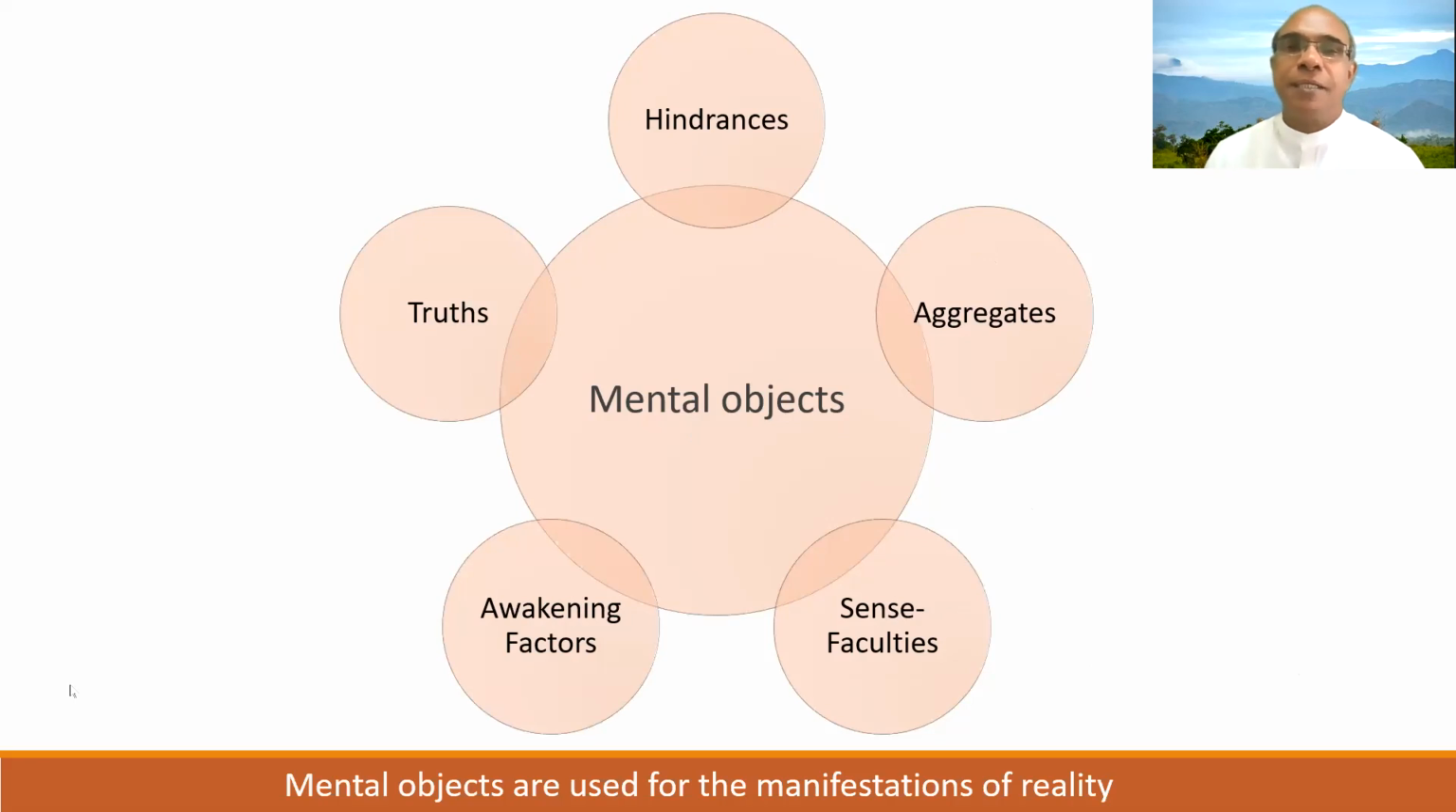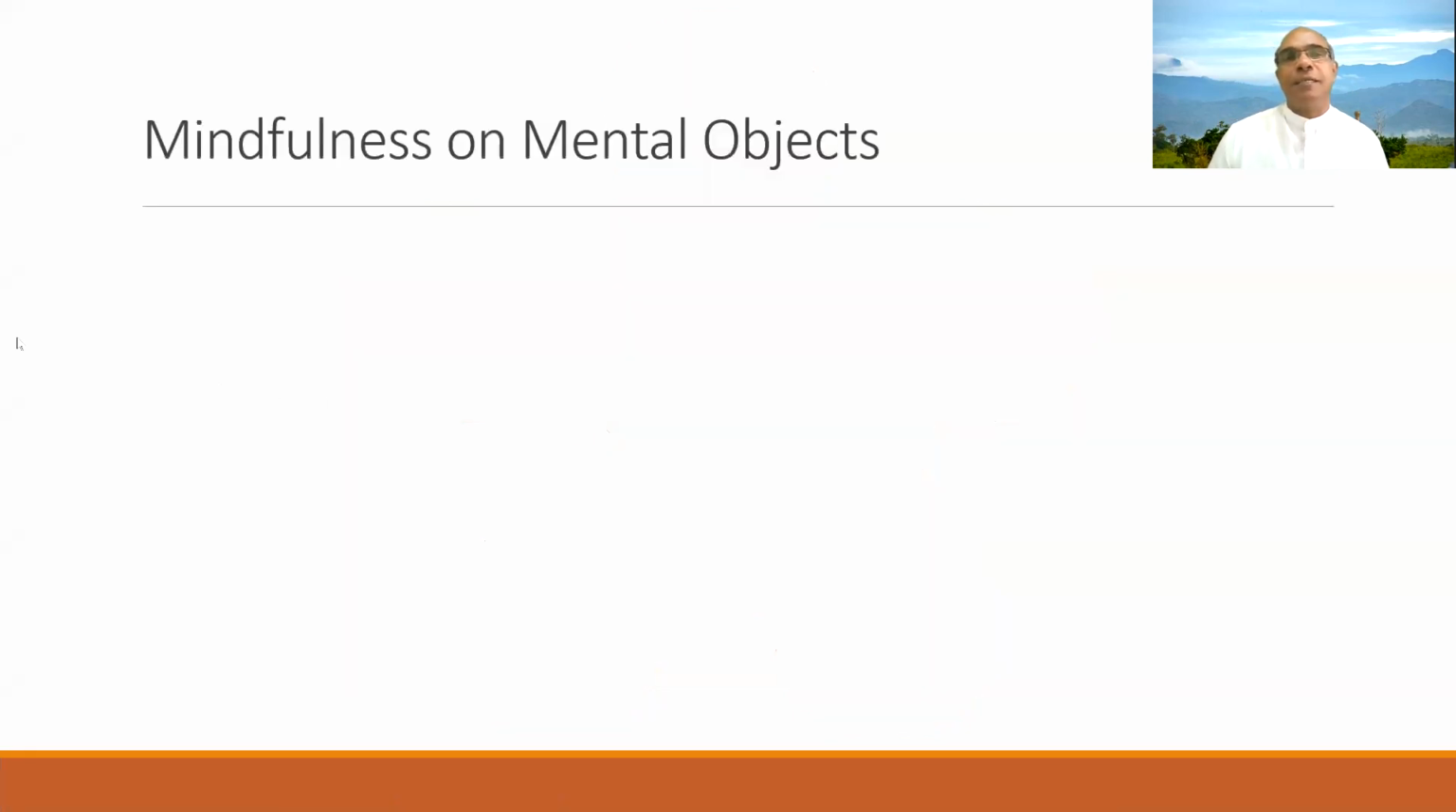These mental objects are used by the mind for the manifestation of what it thinks as the reality. We know the reality for any mind, the reality of the world, is a kind of perception, how that mind sees the reality. So to manifest that reality, it's using mental objects. So let's see what these important mental objects are.